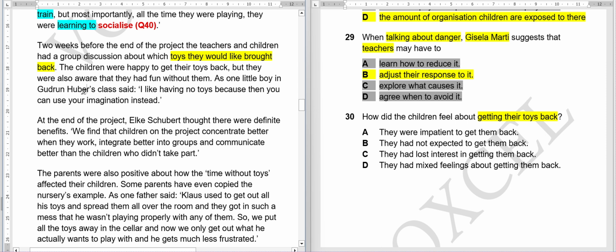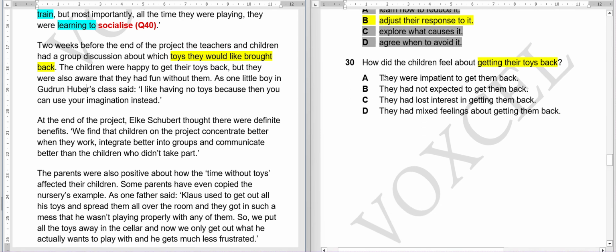So hopefully our answer will be in this particular paragraph of the 30th question. Let's read the question first. How did the children feel about getting their toys back? They were impatient to get them back. If the children were impatient, this will be your answer. They had not expected it. If it was a surprise, this will be our answer. They had lost interest in getting them back, this will be our answer. They had mixed feelings about getting them back, this will be our answer. Let's see what kind of feeling they had.